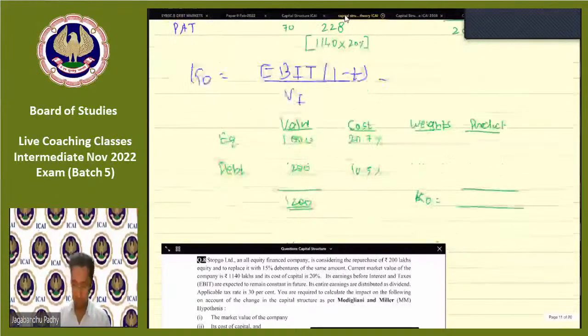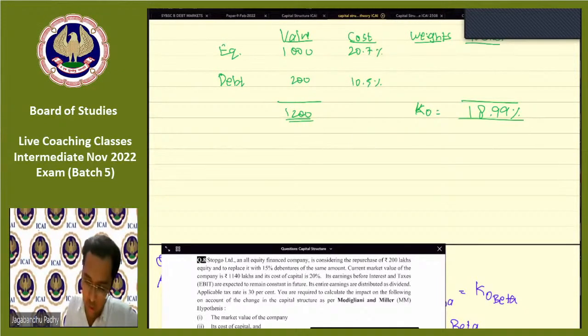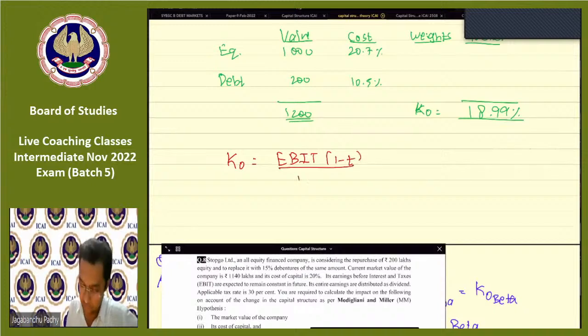What's the KO, guys? KO is 18.99%, guys. Right? You can compute KO by another formula, which is a shortcut also. That's EBIT into 1 minus tax rate upon value of the firm. That will also give you the same thing.